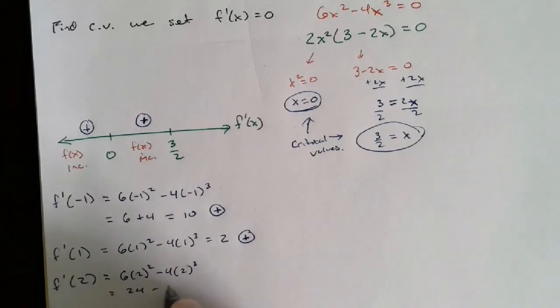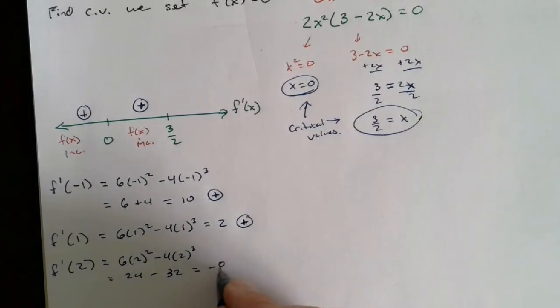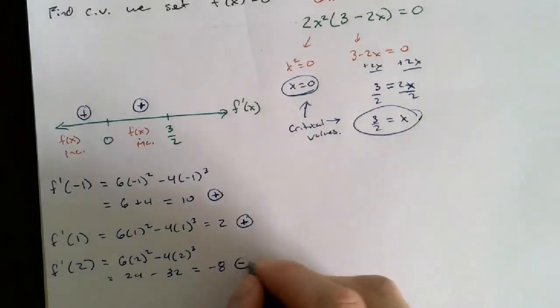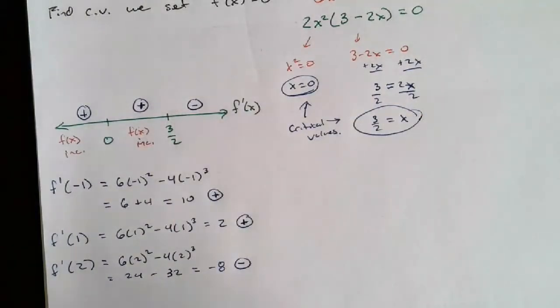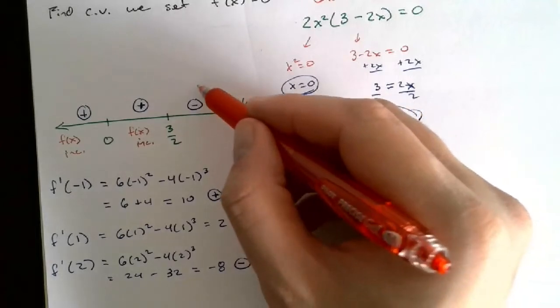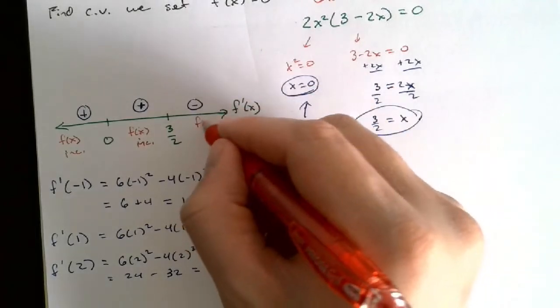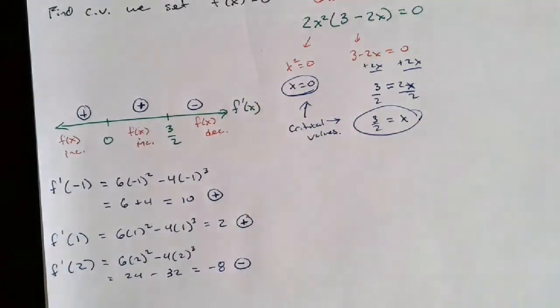When you do that, that gives you negative 8. The thing I care about is that it's negative. If this is negative, what does it tell you about the original function? Well, the first derivative being negative over here tells you that the slopes are going downward. If it's going downward, then f of x is decreasing.